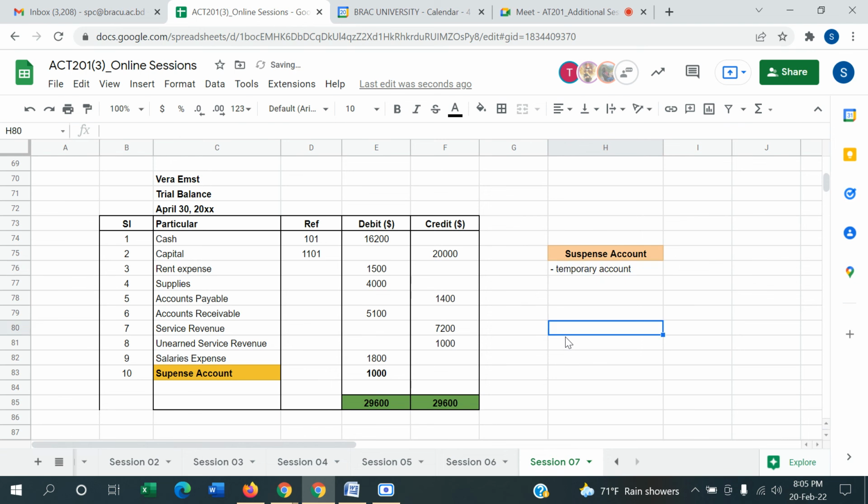Any mistake, for the mistakes that both sides didn't match, there are definitely some mistakes, isn't it? That's why the suspense account. And as we know, suspense account needs to be eliminated before preparing the financial statement. That means before preparing the financial statement, you need to find out what mistakes you have made and clarify them.